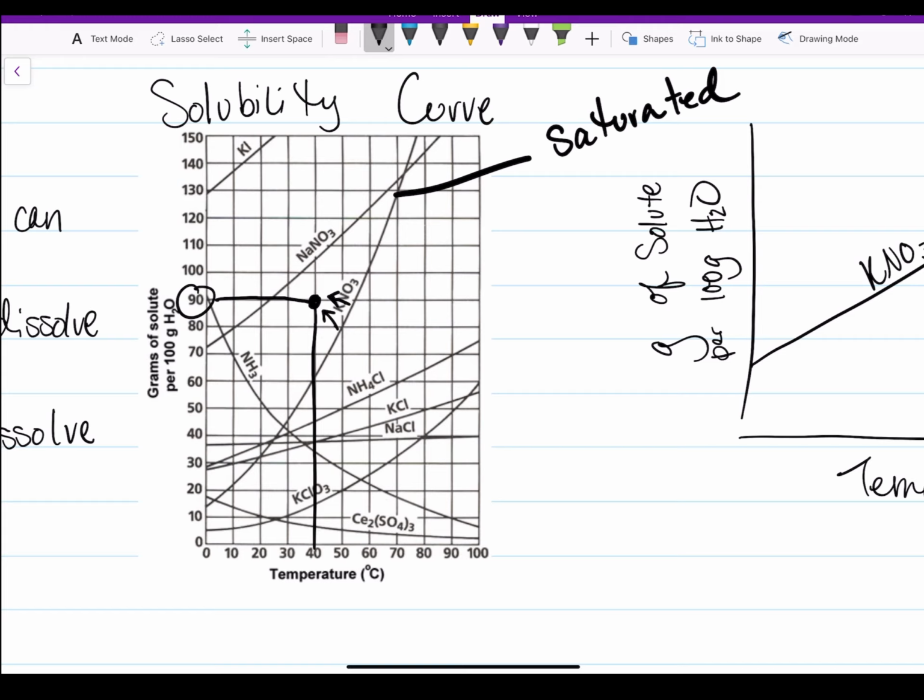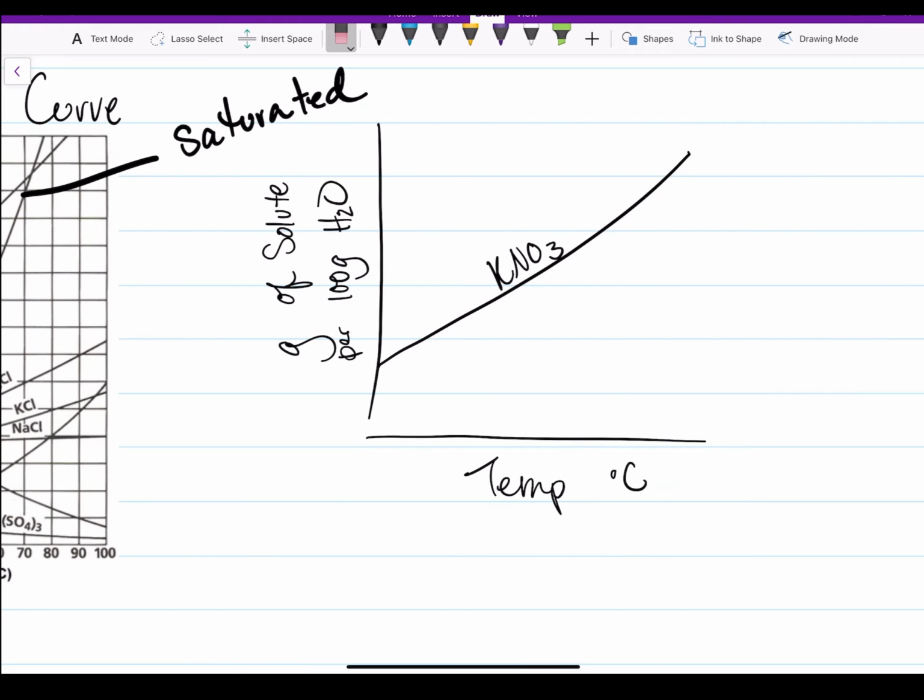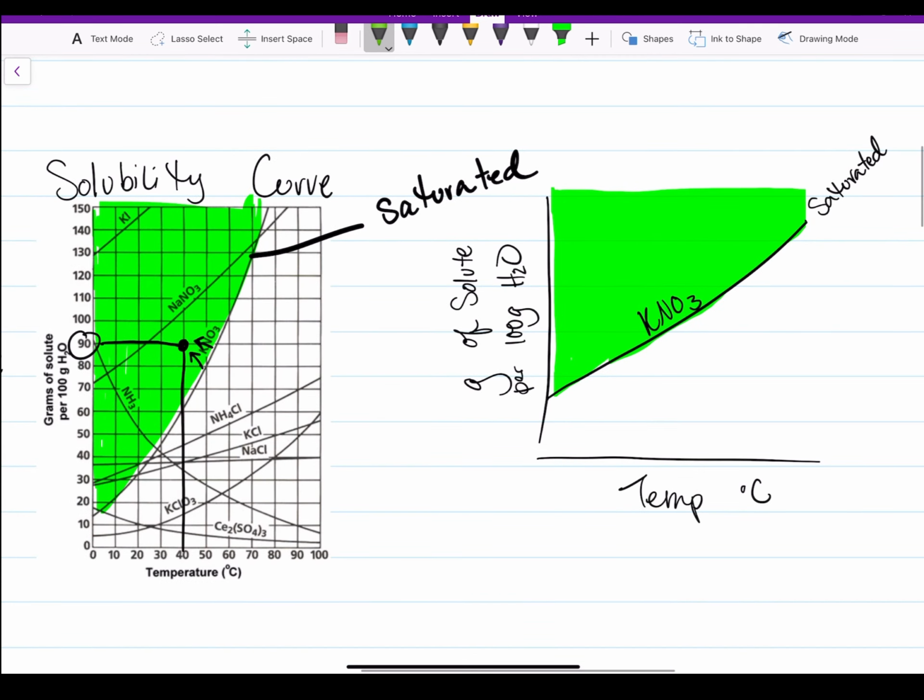Anything that is to the left of the line represents a supersaturated solution. So this would be supersaturated here. Now there's lots of supersaturated points, right? We have an infinite amount of points on that side of the graph. So what we need to know is this line represents saturated, then anything to the left in this green section is supersaturated.